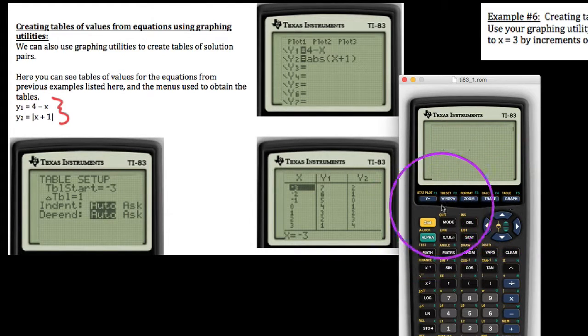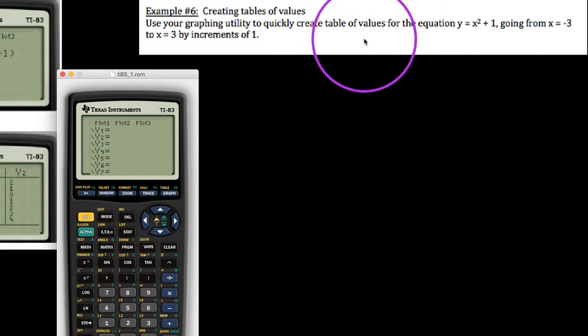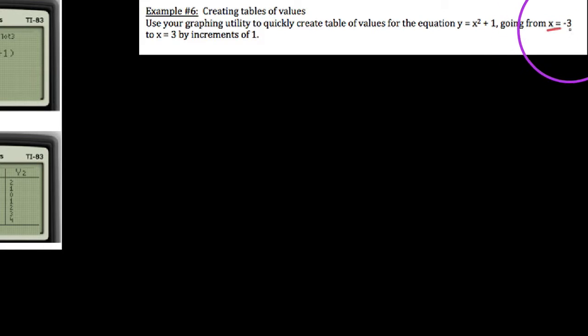If I go back to table here, this is essentially the same table that we created in the last video when we created these by hand. So before we leave off here, I'm going to clear these out. In this last example, it says use your graphing utility to quickly create a table of values for y equals x squared plus 1. And we want to go from negative 3 up to 3 by increments of 1.